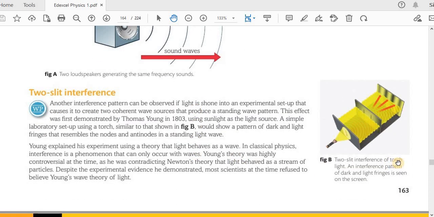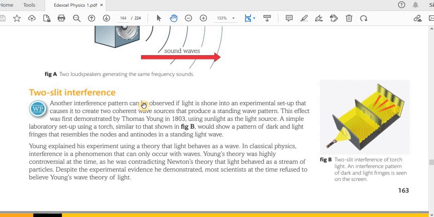Two slit interference of torchlight. So we have torchlight, and then we have two slits here. So here we will have diffraction, here also you will have diffraction. Now this is a single slit, so the waves get diffracted. Then here there is no interference, whereas over here there is interference, because you will have diffraction from this slit as well as this slit. So on this side you will have interference.